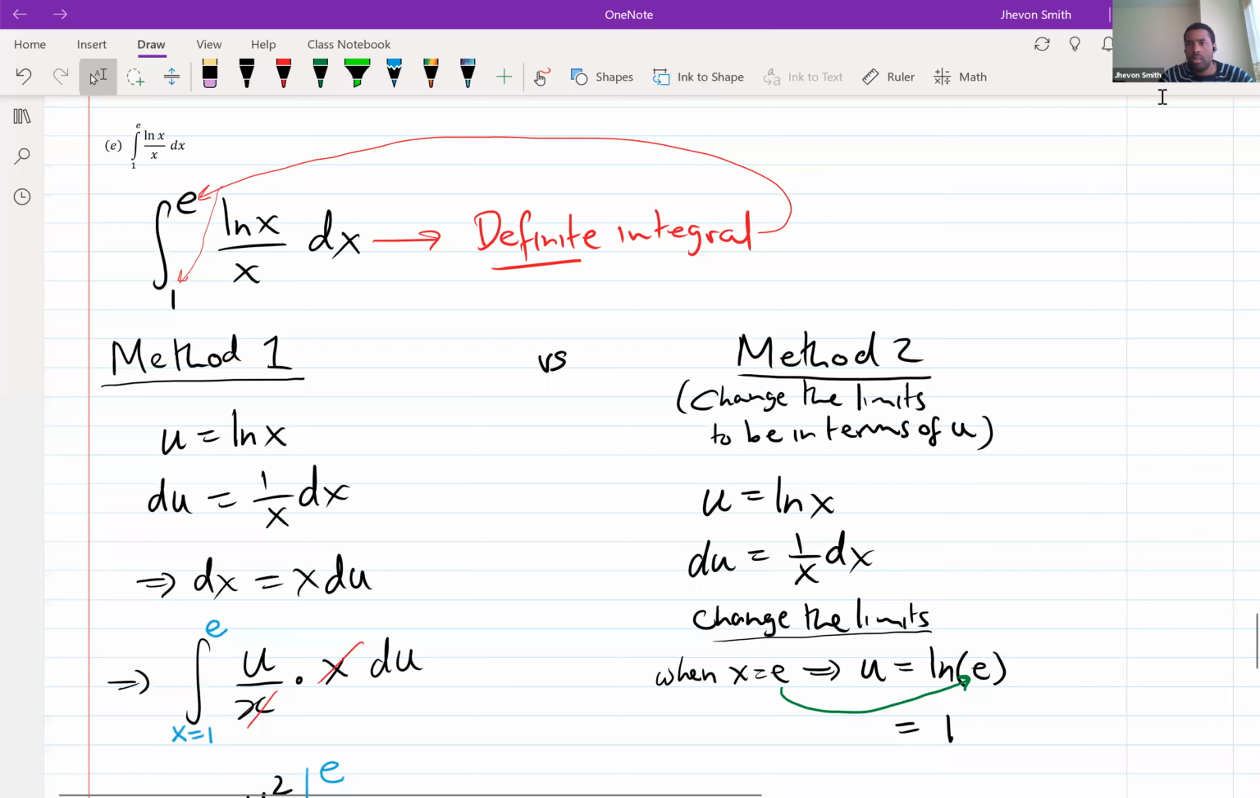Let me move this chat box out of the way. Can I put it over there?